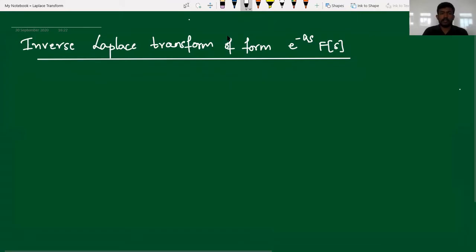Hello everyone. In this video, we study the inverse Laplace transform of the form e to the power of minus as into capital F of s. Suppose the given function resembles the form e power minus as into capital F of s, how do we find the inverse Laplace transform for this function?